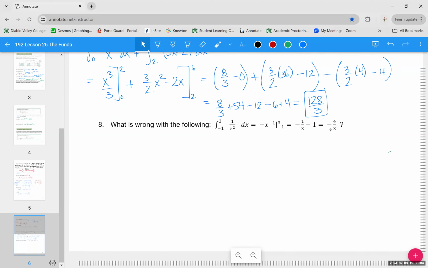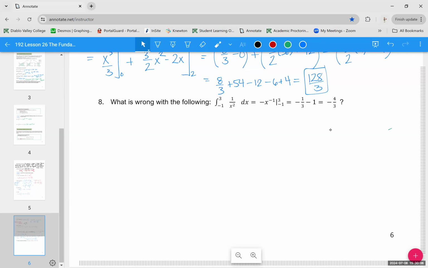All right, last but not least, what is wrong with the following? I have an integral from -1 to 3 of 1 over x squared. And then it's calculated by applying the power rule, plugging in the upper limit of integration and the lower limit of integration, and getting out a number. It's not an arithmetic error, I'll tell you that much. Here's the problem. What does 1 over x squared look like?